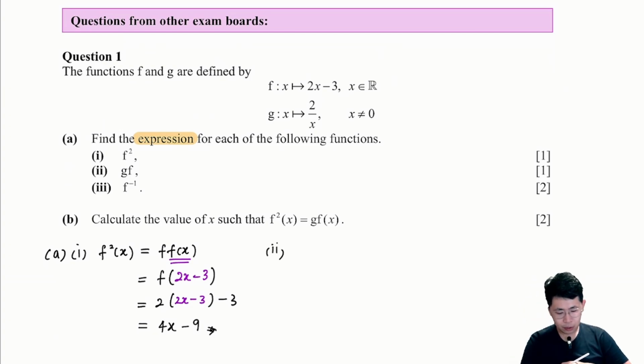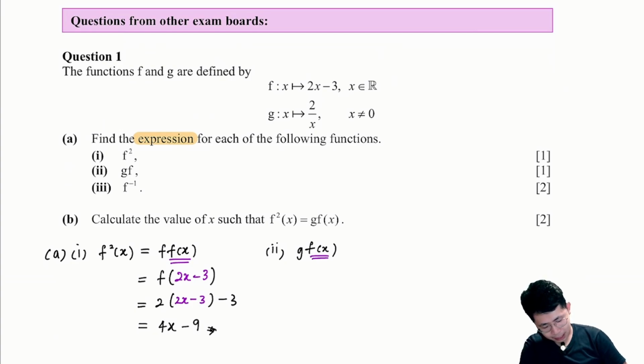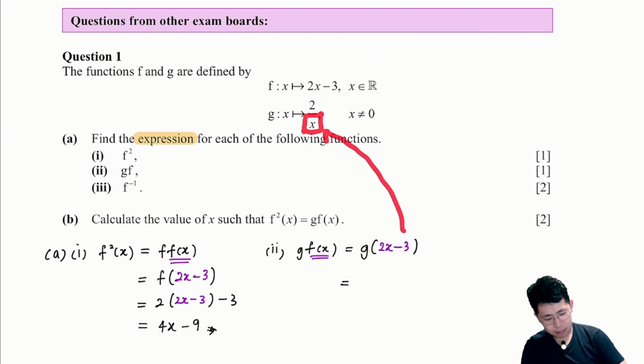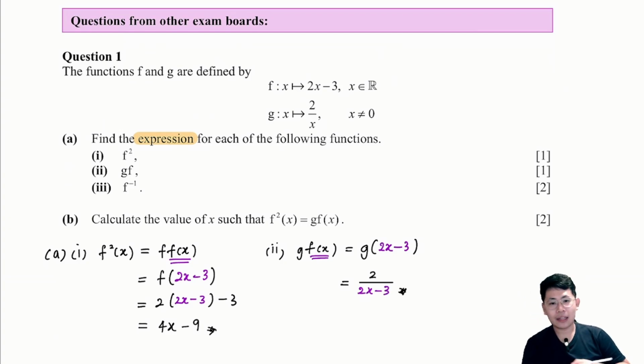Let's take a look at part 2. We are looking for gf of x. In the same way, I'm going to replace this f of x with 2x minus 3. So this would be g of 2x minus 3. Now I'm going to replace the x in the expression of g with 2x minus 3. So this would be 2 over 2x minus 3. This is part 2.